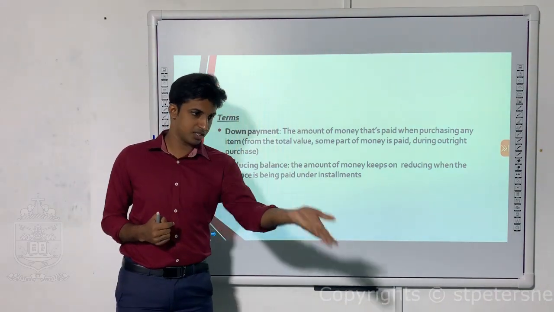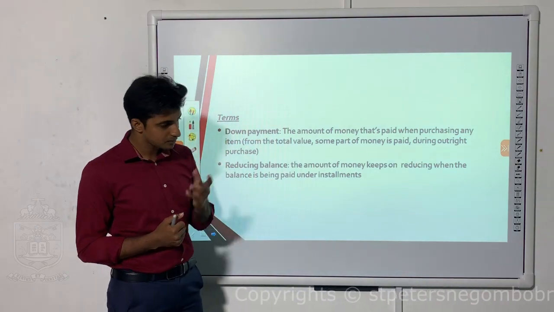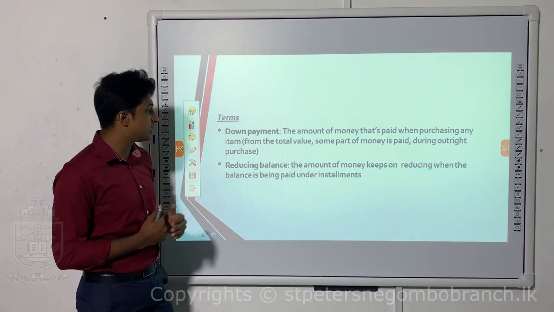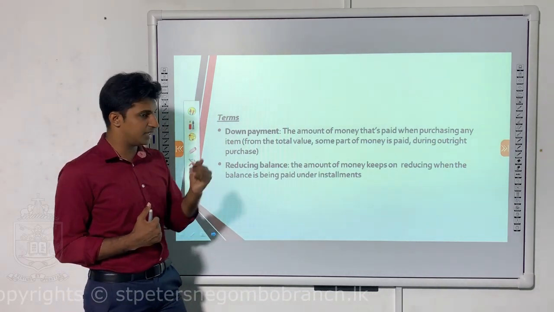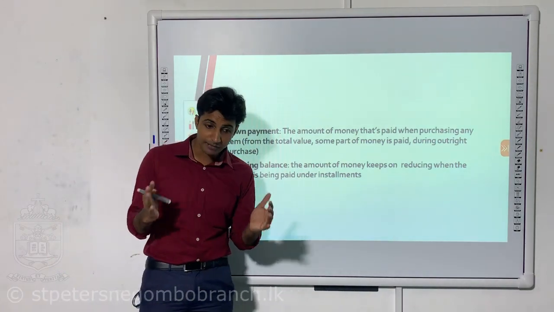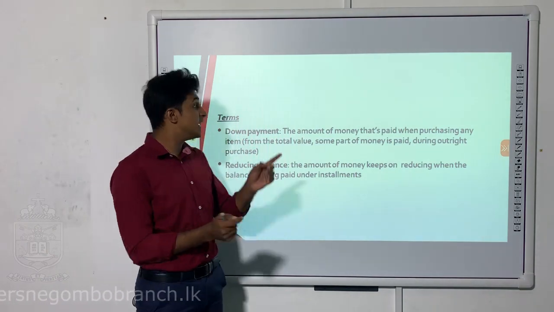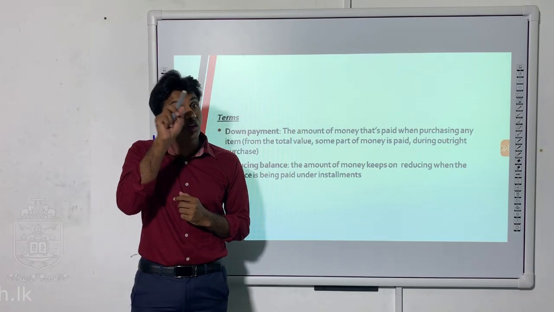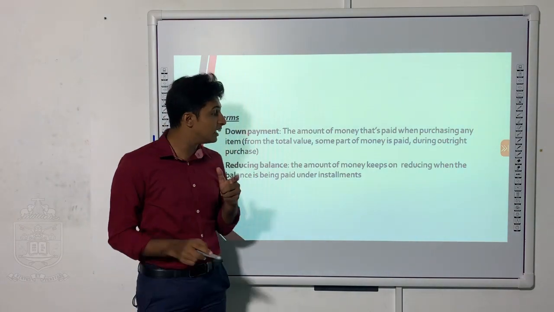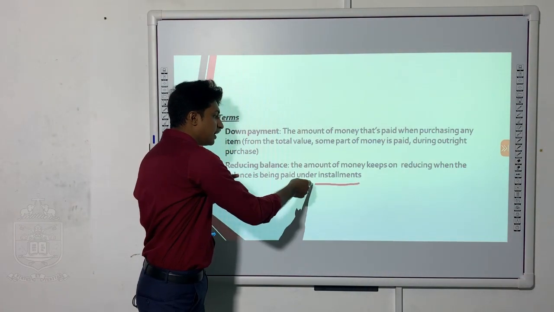At the very beginning, what is the amount you pay the owner? Reducing balance means the amount of money keeps on reducing when the balance is being paid under installments. Like I said, if you buy the washing machine for 50,000 and your down payment is about 20,000, you have a remaining 30,000 to be paid in installments.